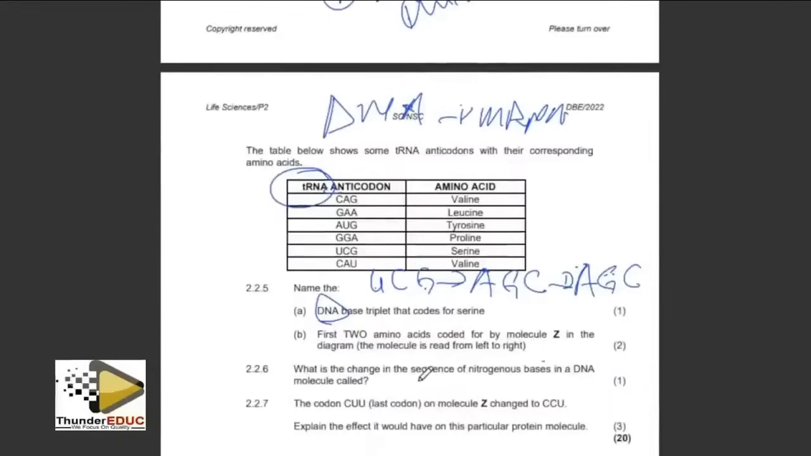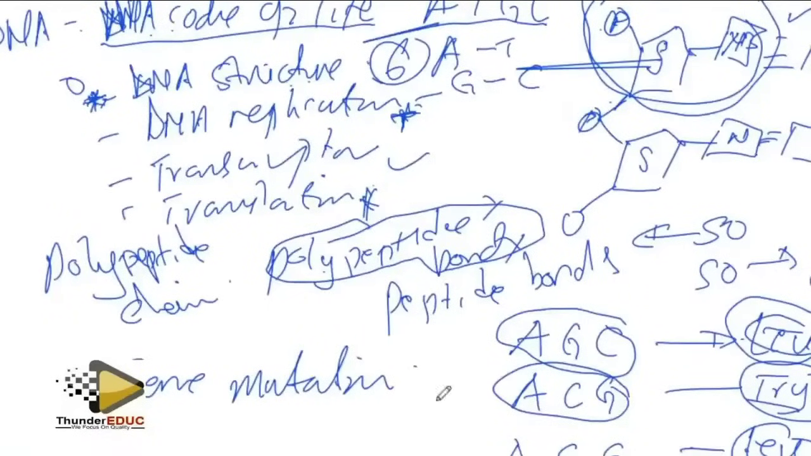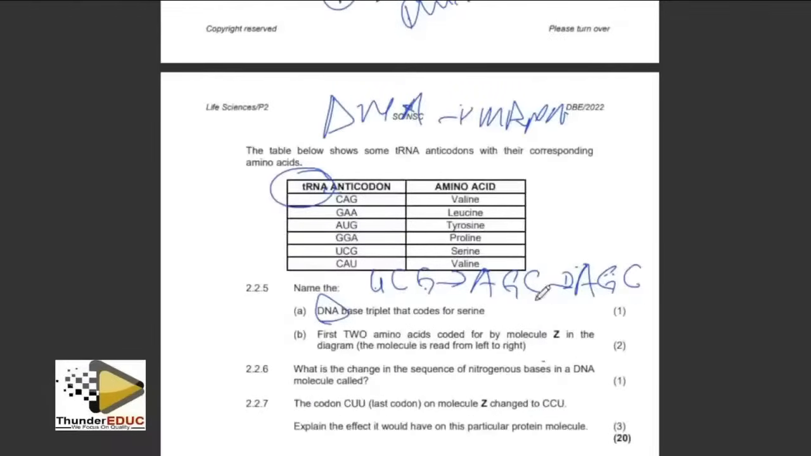What is the change in sequence of nitrogenous bases? I've talked about it here: gene mutation, a sudden change in the sequence of DNA. When they change the sequence, then automatically you're going to have a different protein structure if it codes for a different amino acid. So a change in a sequence of nitrogenous bases in the DNA code is a gene mutation, or mutation.